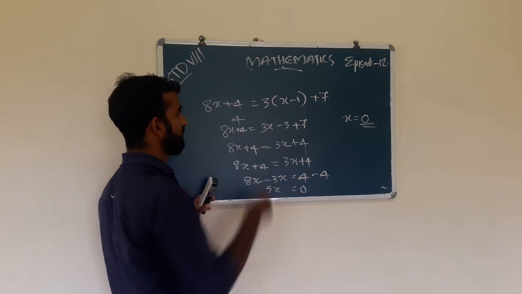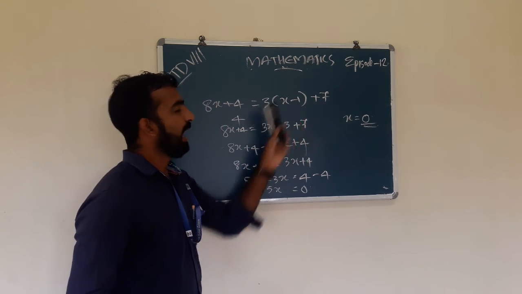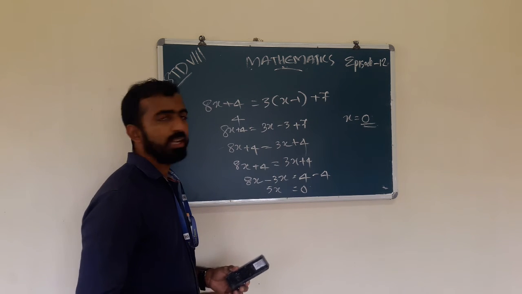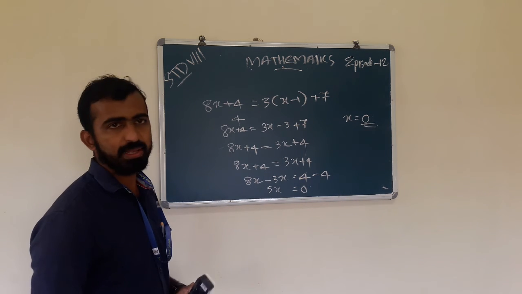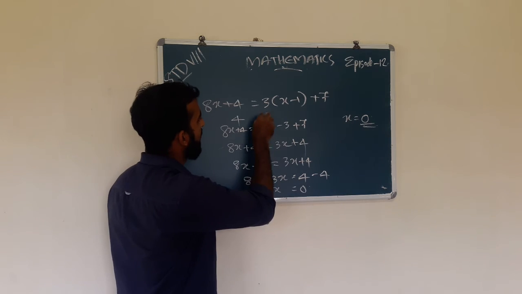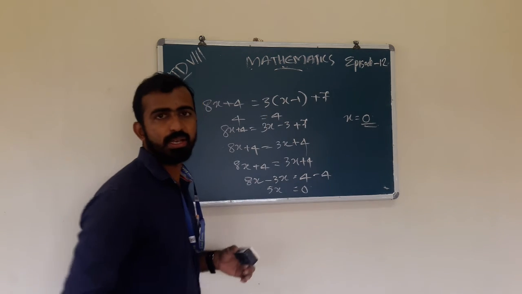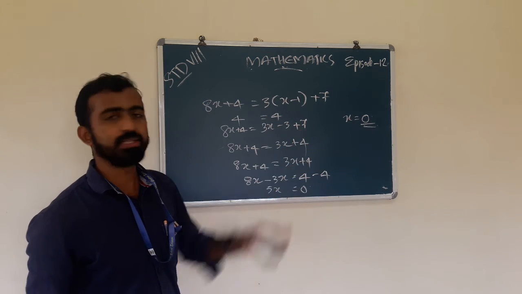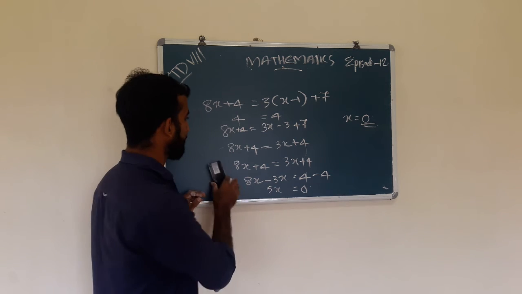4. Answer is 4. Here x is 0, that is 3 into minus 1, minus 3 plus 7, we get also 4. That is, this is satisfied.